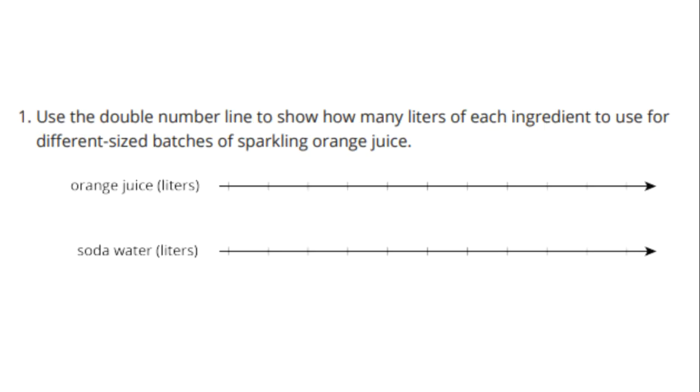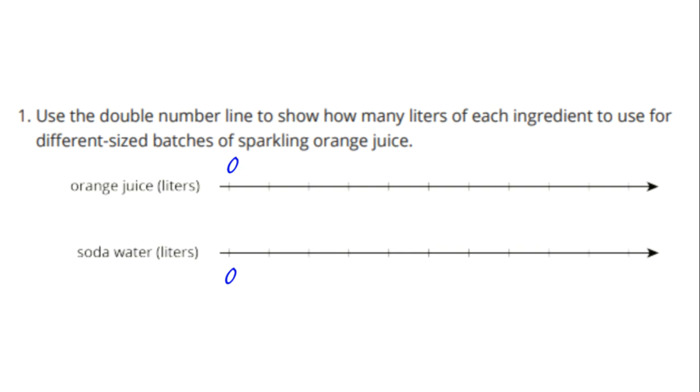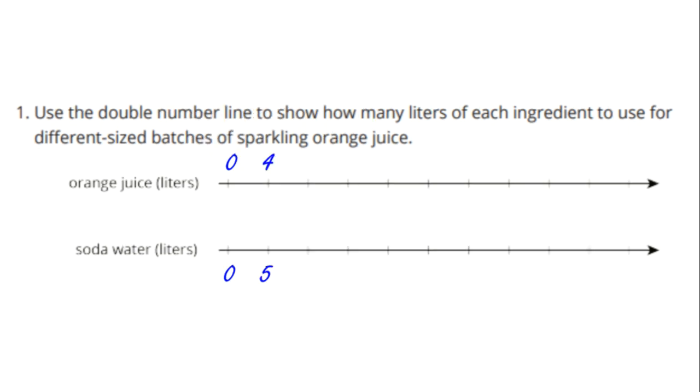So, question number 1 asks you to use a double number line to show how many liters of each ingredient to use for different size batches of sparkling orange juice. So, as always, if we had 0 orange juice, we would have 0 water, so 0 batches. For one batch, we need again 4 orange juice to 5 liters of soda water. That would make one batch.